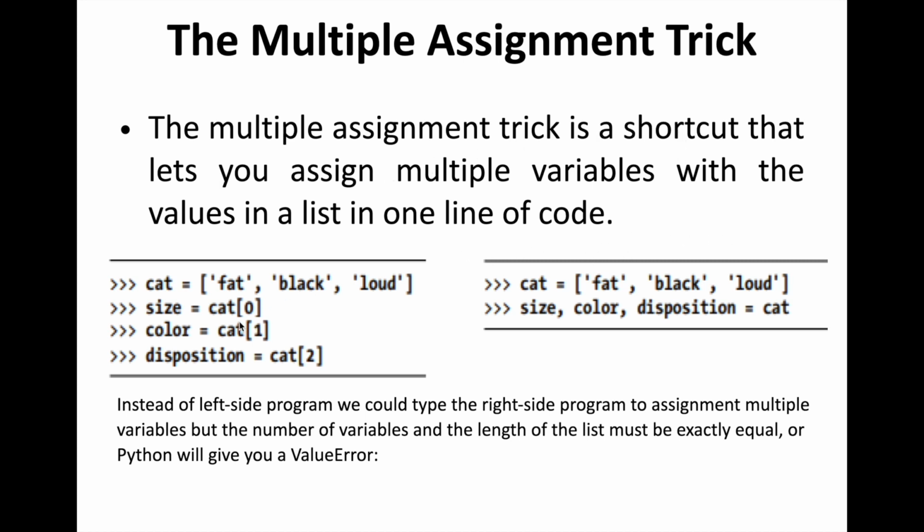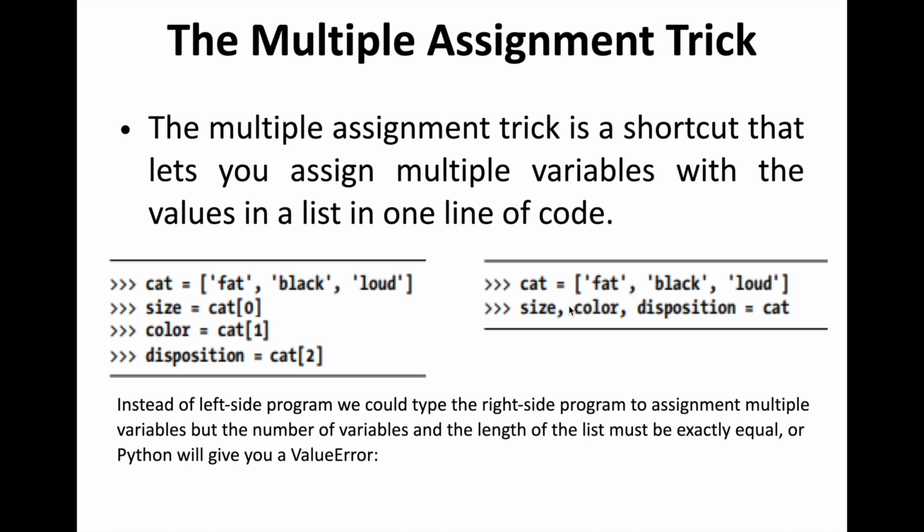For example, see here I'm creating a list cat that contains fat, black, loud, three values, and size is equal to cat[0], color is equal to cat[1], disposition is equal to cat[2]. So in total three separate variables I am creating. Instead of that, using the multiple assignment trick, you can write all these three variables in a single line. See, cat is equal to fat, black, loud, exactly the same as the previous case, but see, size, color, disposition is equal to cat. Instead of writing separate variables in separate lines, I can assign multiple variables with values in one line.